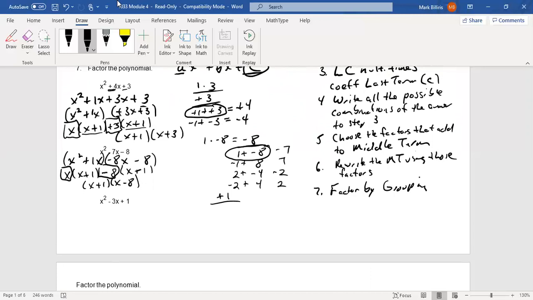Next, I'm going to write all the combinations to get a positive 1. So I can get that by multiplying 1 times 1 or negative 1 times negative 1. So next, I'm going to see which of these two add to give me the middle term. So 1 plus 1 is 2. Negative 1 plus negative 1 is negative 2. Okay, so now there's a problem. Neither one of these two add to give me a negative 3. If that happens, then that means this polynomial is not factorable, or we call it prime.